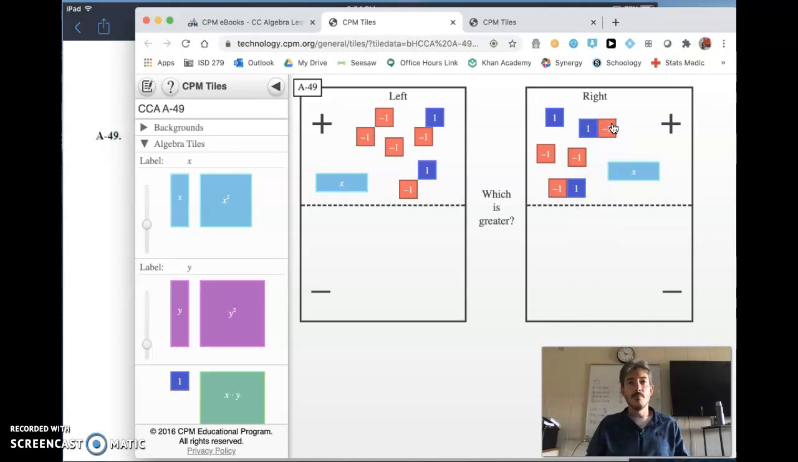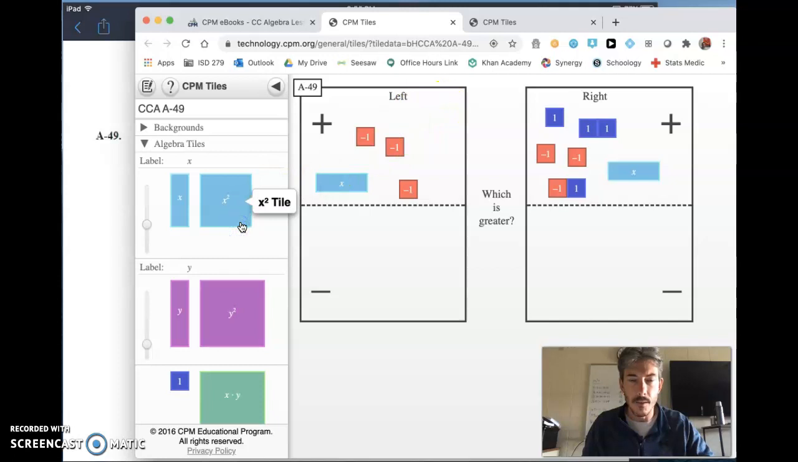Right now, you may not have an idea, but we can do something else to simplify this. We can get rid of opposite pairs. So I'll take a positive and a negative and get rid of them. I'll take a positive and a negative and I'll get rid of them. Whoops, that was one too many there. A positive and a negative and I'll get rid of them.